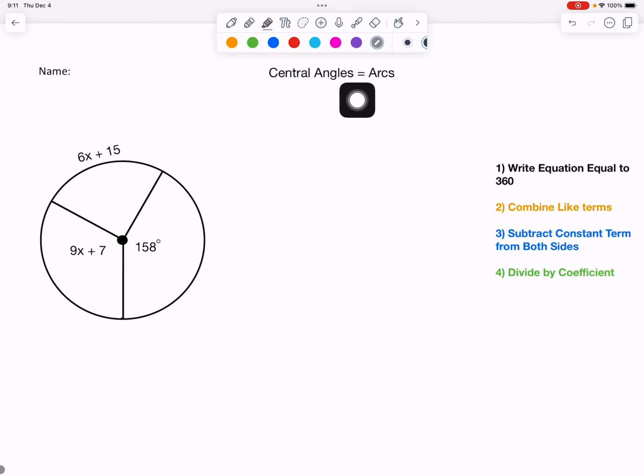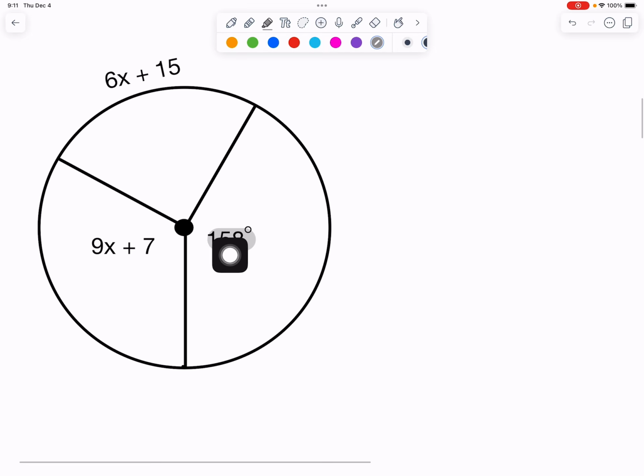Central angles equal arcs and arcs equal central angles. Let's take a look at our pizza here. It's a decent size, but 3 people ate this pizza. Well, this big slice is represented by 158 degrees. This 158 degrees is a central angle.